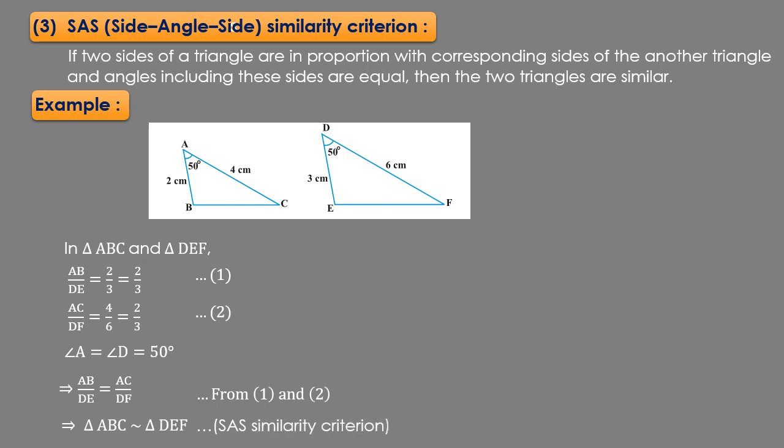So to use this criteria, we have to show that any two sides of the first triangle are in proportion with corresponding sides of the second triangle and the angle included between them is also equal.